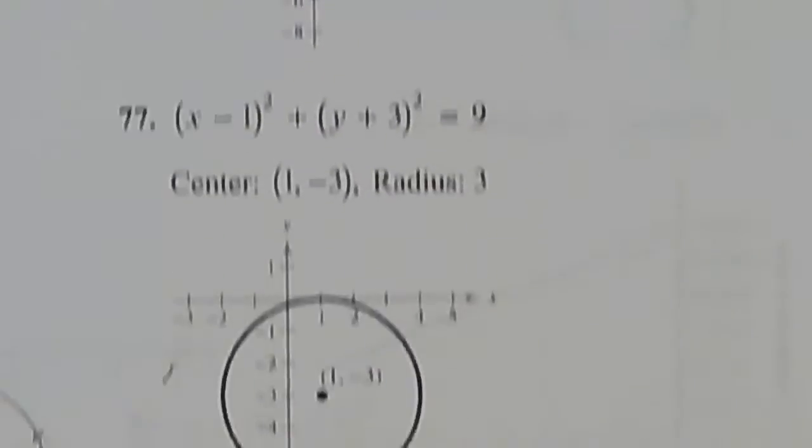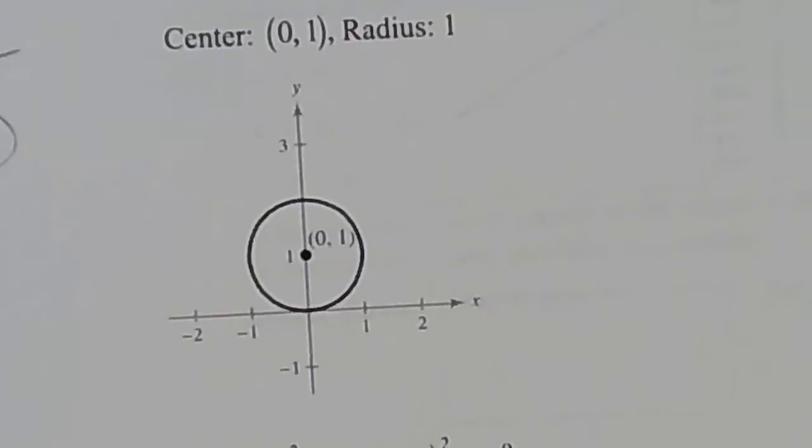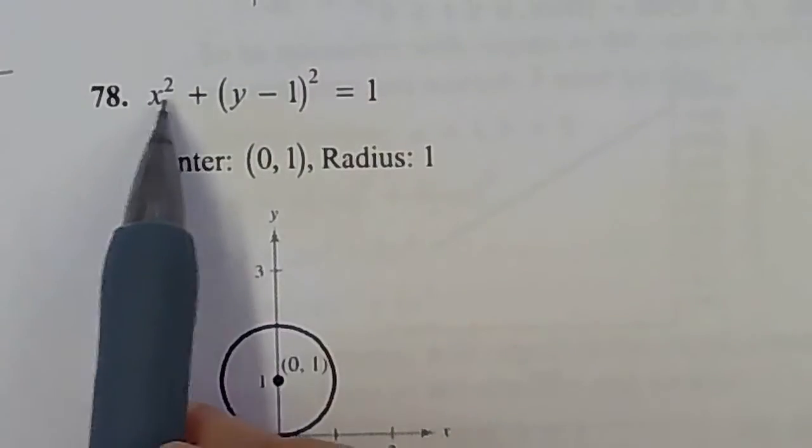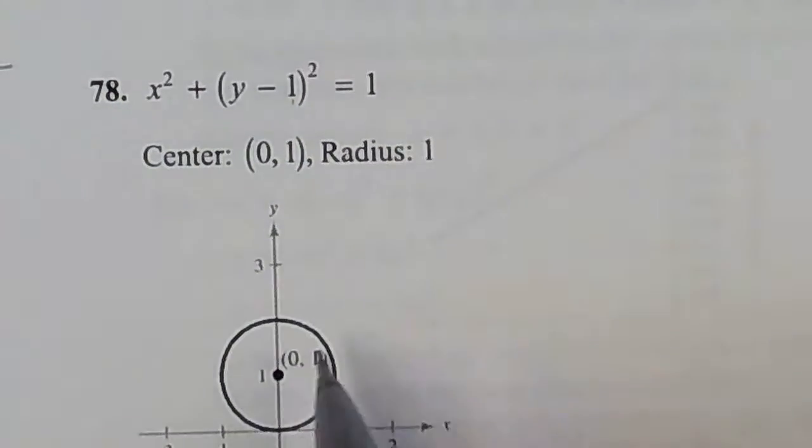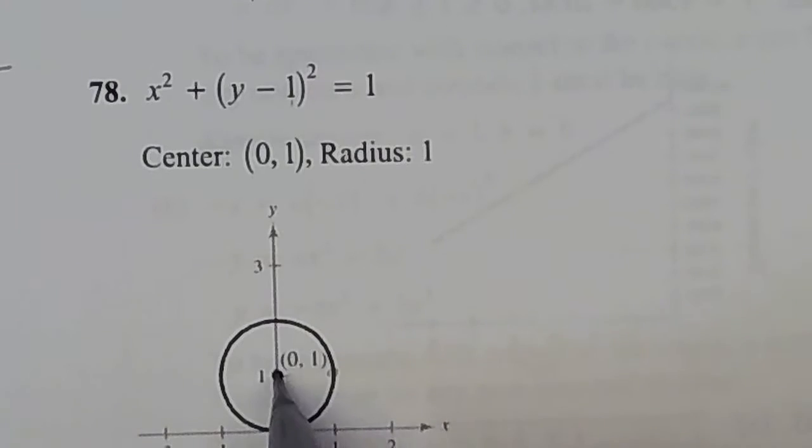78. Okay, so we have 0 here, and then this is 1. So my center's at 0, 1, radius of 1. Remember, just go 1 unit to the right, 1 unit up, and so on, 4 times, and that's enough to get a decent sketch of it.